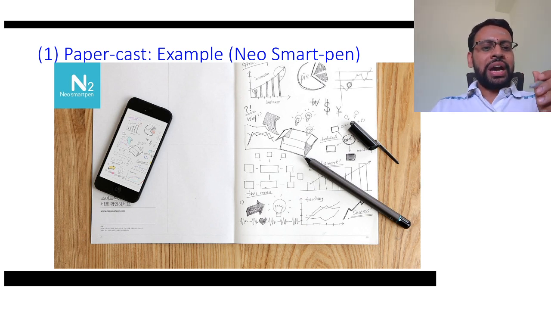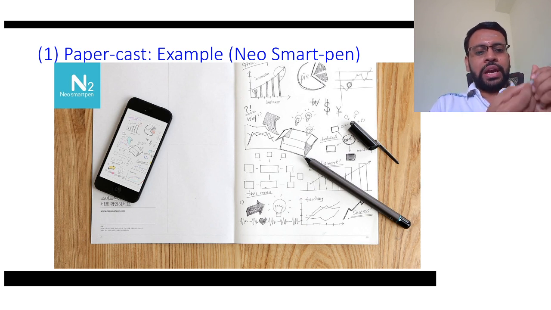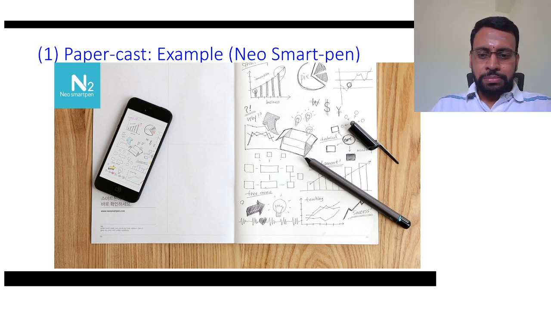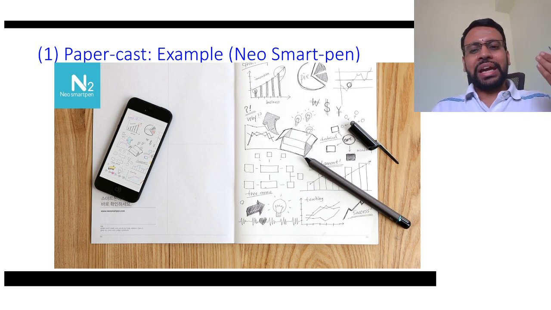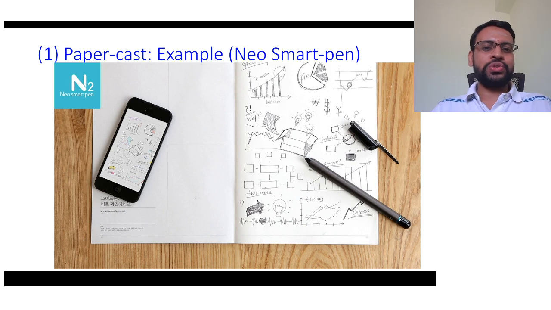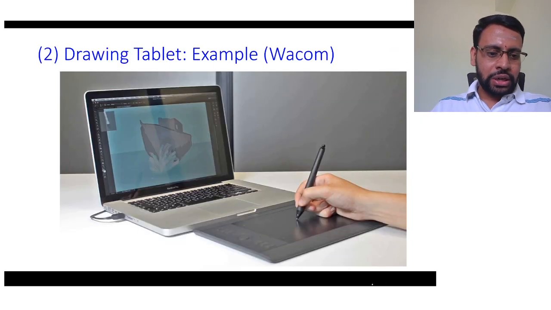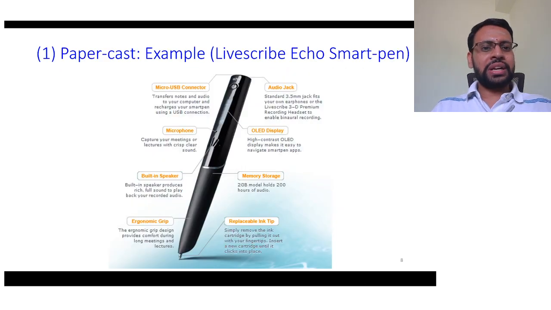Here, usually these pens have an infrared camera below. For example, maybe I'll go to the next. Again, by no means am I endorsing any of the pens I am showing here. It's for illustrative purposes. For each category of these touch devices I took at least 2 models. So Neo Smart Pen is one, and the next one I have taken is this Livescribe Echo Smart Pen. Livescribe is a very popular company that manufactures different models of this.